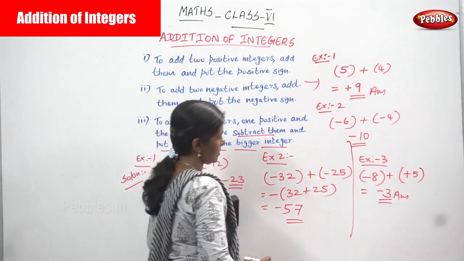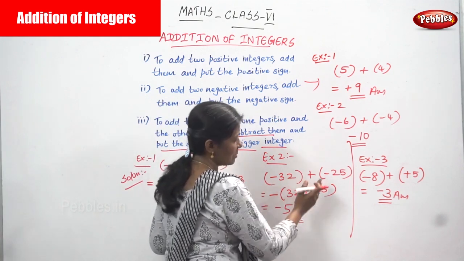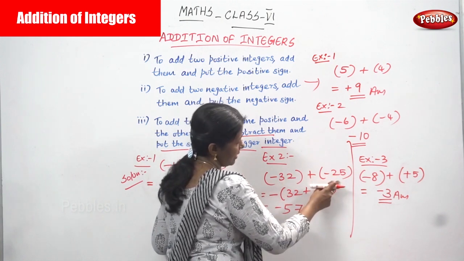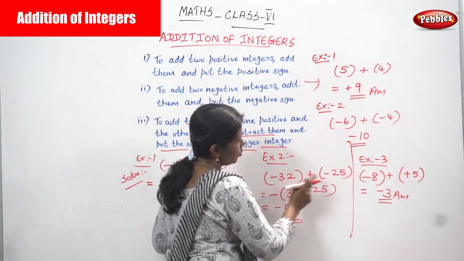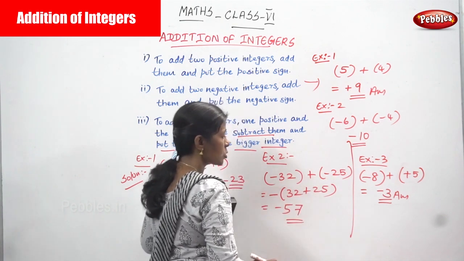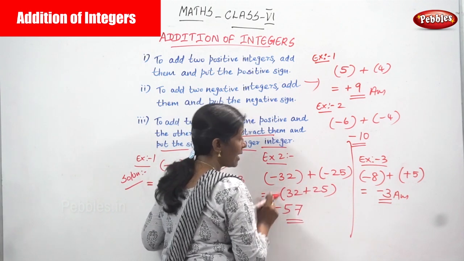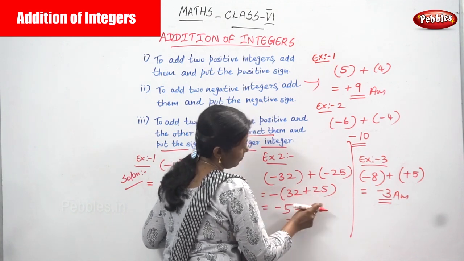The next one, example 2, is also a similar sum. The numbers are different. This is a negative number and this is also a negative number. So negative integer, negative integer. Minus 32 and minus 25. I am going to add the negative integers. First I take out the negative sign outside, and after that I write the numbers alone in the bracket.